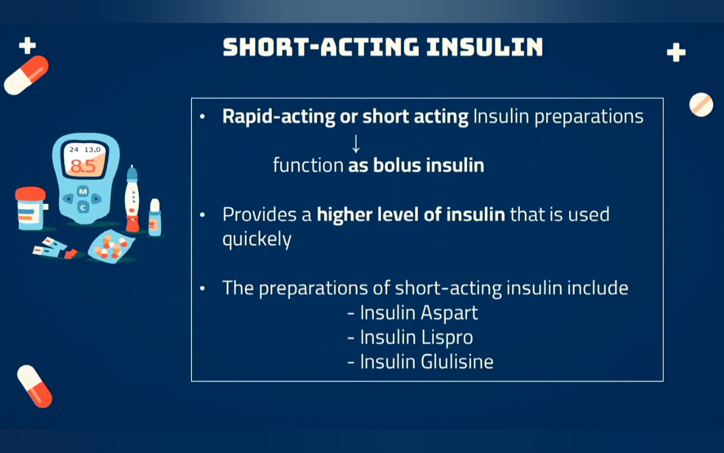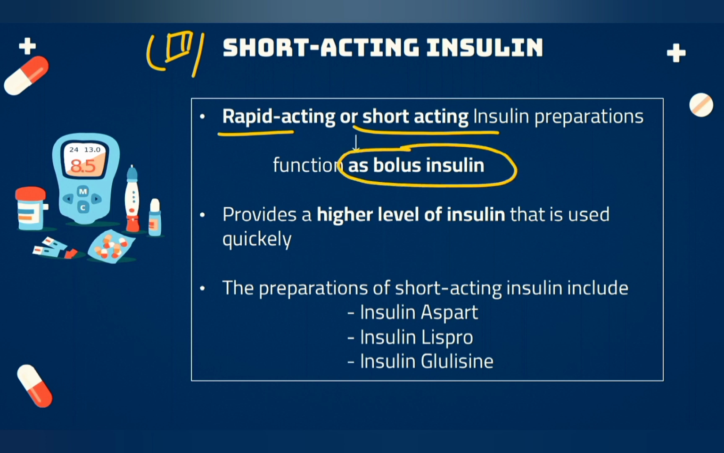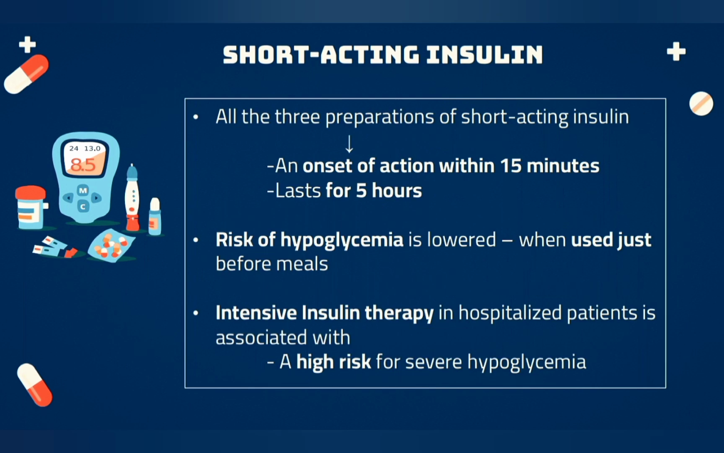The third category of insulin are short acting insulin, and as the name suggests, these rapid acting or short acting insulin preparations function as bolus insulin, and this provides a higher level of insulin, and that is very quickly. So the preparations of this short acting insulin include insulin aspart, lispro, and glulisine.